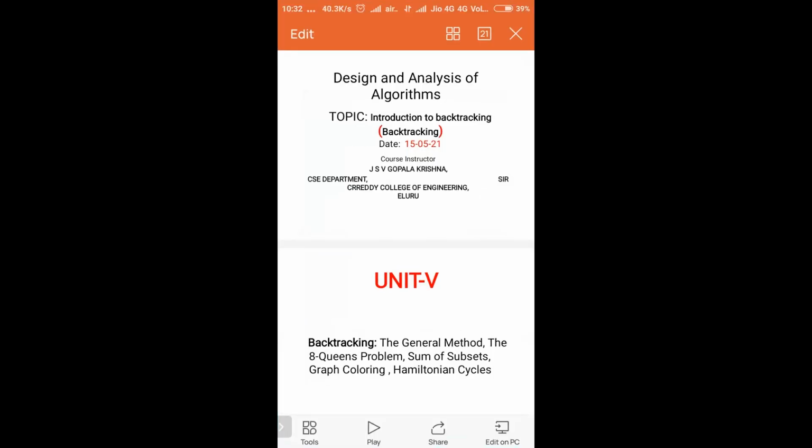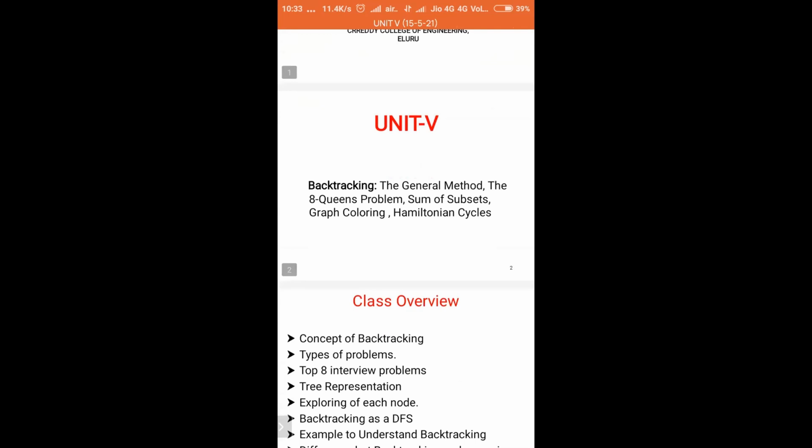Okay, dear students, in today's class, we discuss the topic on backtracking. Introduction to backtracking. So, in the subject, design and analysis of algorithms, this is the 5th unit, unit 5. Backtracking. What are the topics in the backtracking?